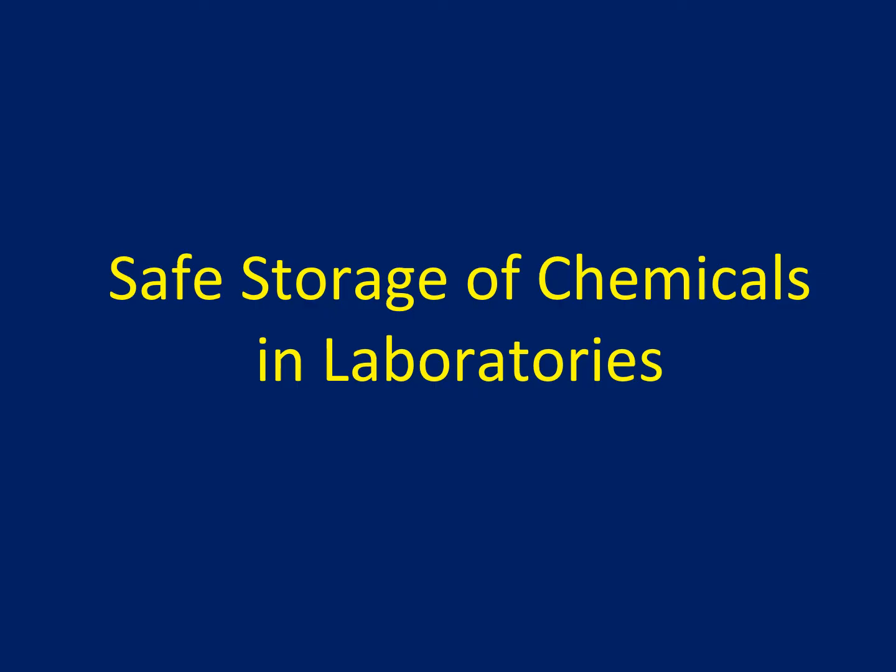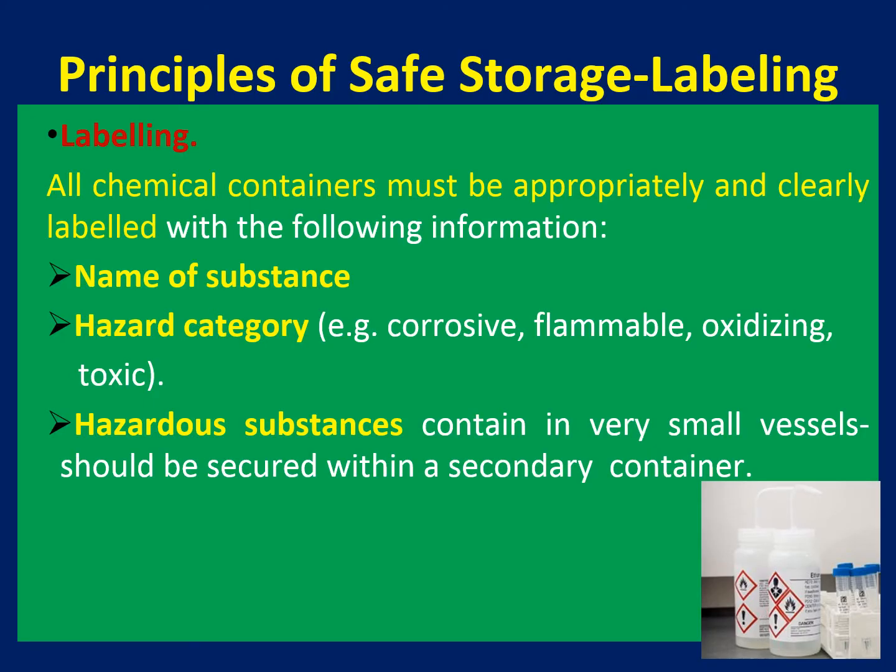And moving to the safe storage of chemicals in the labs. The main thing is labeling. Principle of safe storage: all chemical containers must be properly labeled, right? Otherwise it will be a big issue, because if we don't have the label, then we don't know what that chemical is, right? We don't have the means to identify those chemicals, and if the label is missing, then we have huge trouble.